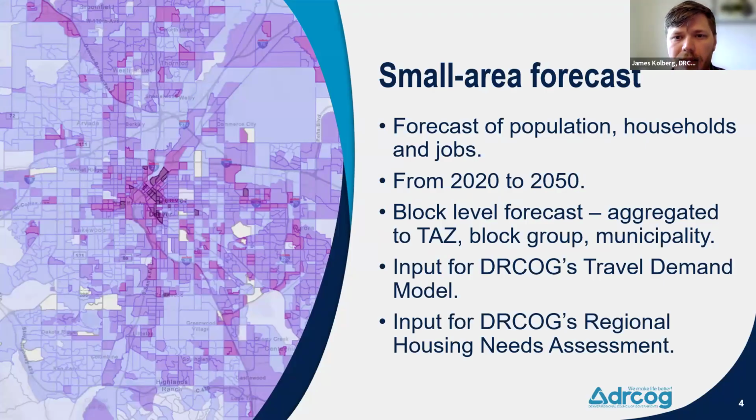So the small area forecast is a forecast of population, households, and jobs out to 2050, and our base year is starting with the Census 2020 base year data. And we forecast at the block level, and then that's aggregated up to different geographies. The TAZ or block group is generally how we're going to be looking at it today, and then also up to municipalities. And like I said, it's the input for DRCOG's travel demand model, and it's also an input for the regional housing needs assessment.